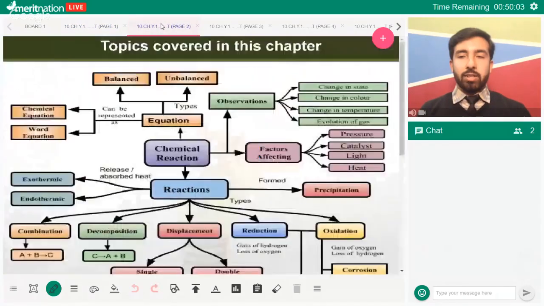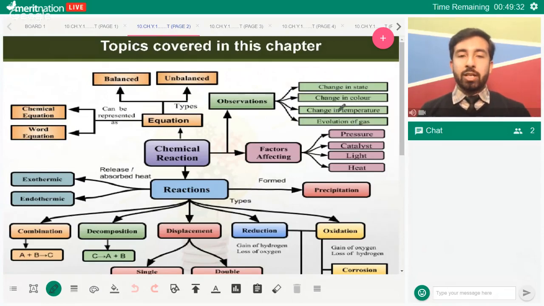Okay. So hi Vedant. So here on the screen you'd be seeing a mind map which includes all the topics which we have covered in this chapter, right? It's a kind of very easy chapter. So in this chapter we begin with the first thing, that is chemical reactions, and we all know the different observations which are required for seeing whether a chemical reaction is taking place or not. So these are change in state, change in color, change in temperature, and evolution of gas.